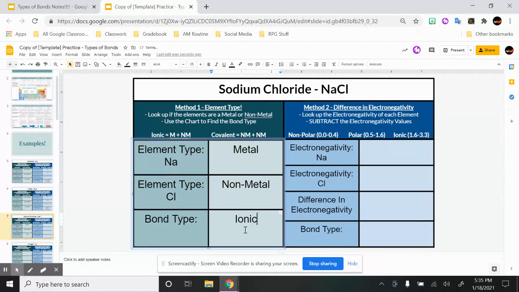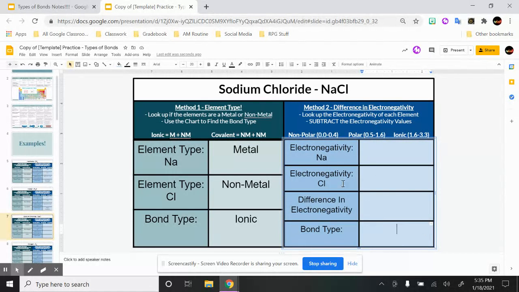Now, if I get ionic here, I should get ionic over here. If I get covalent over here, I should get polar or non-polar over here. There are a couple exceptions, and I'll show you one later on, but they should match up. If you're getting non-polar and ionic, you know you made a little bit of a mistake.